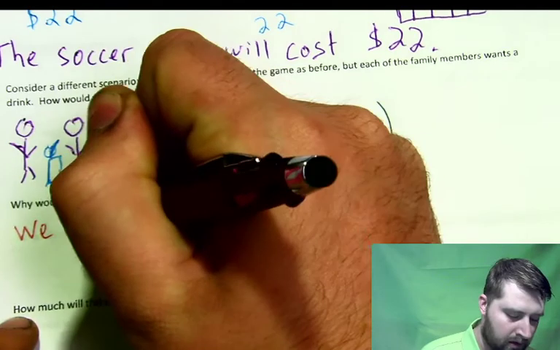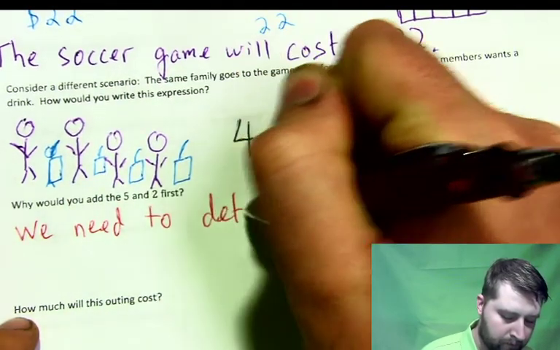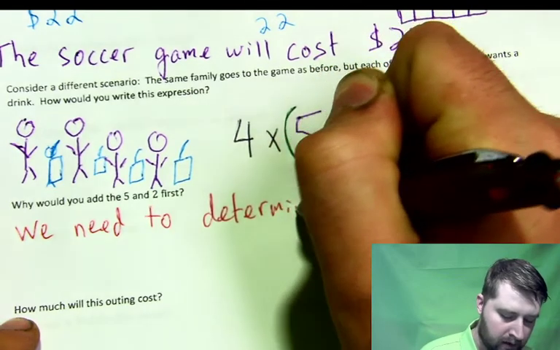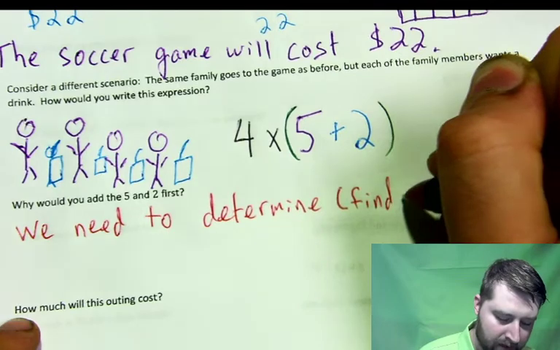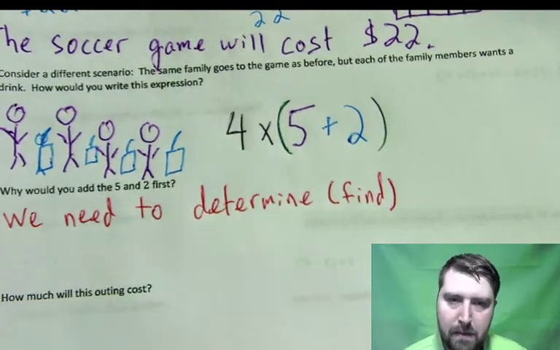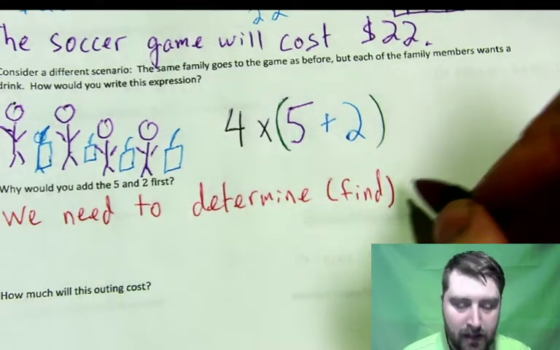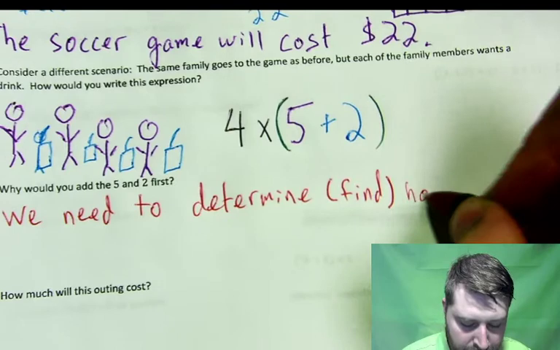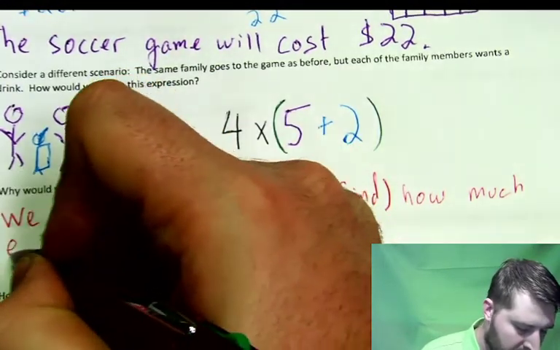We need to determine, and that just means find. Remember, we like to put our synonyms, words that mean the same, in parentheses. That way it helps us remember these other words, just in case you don't remember what those are or don't know what they are. We need to determine or find how much each person spends.